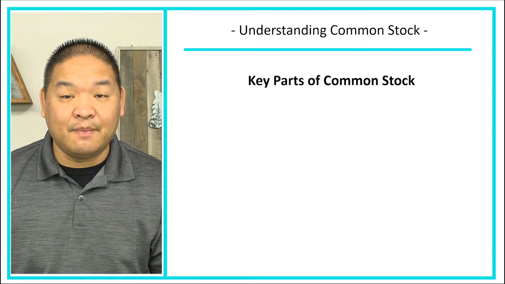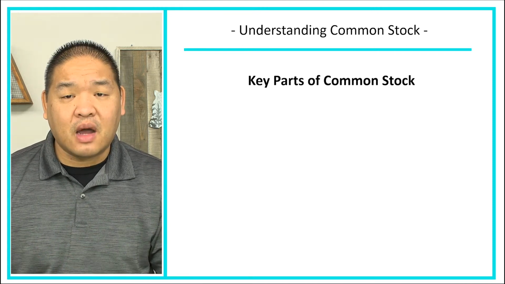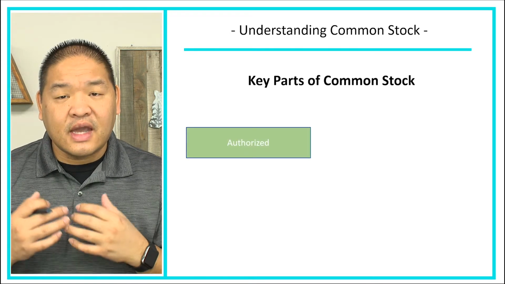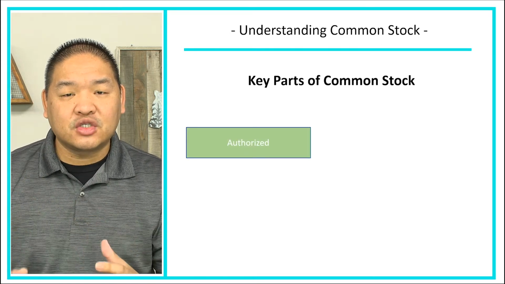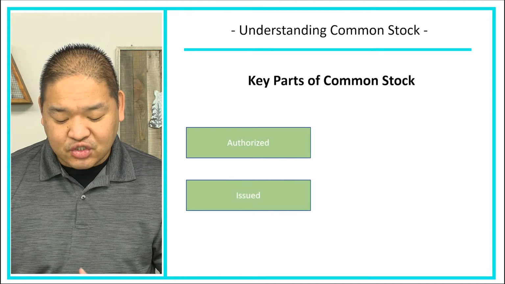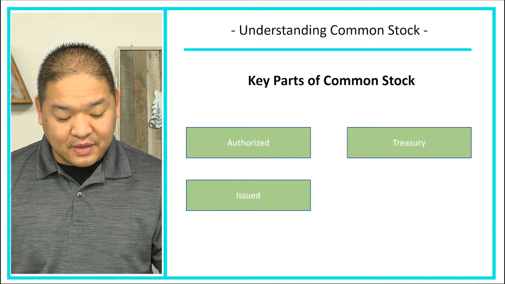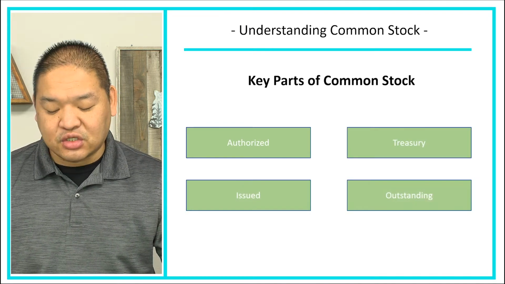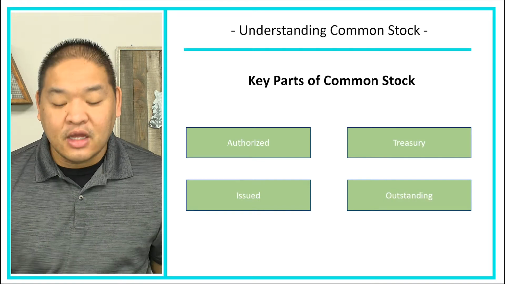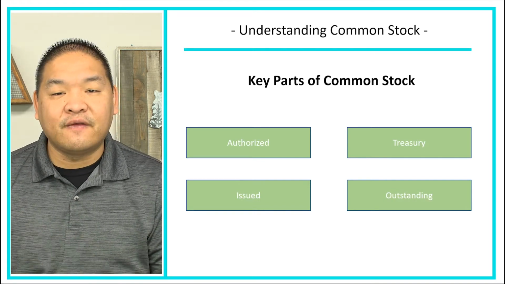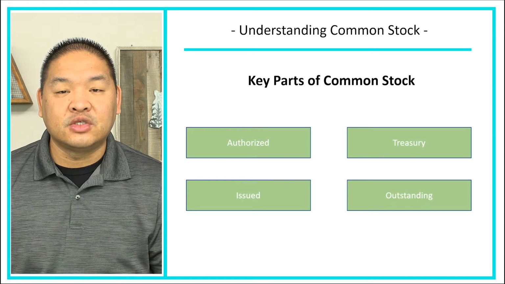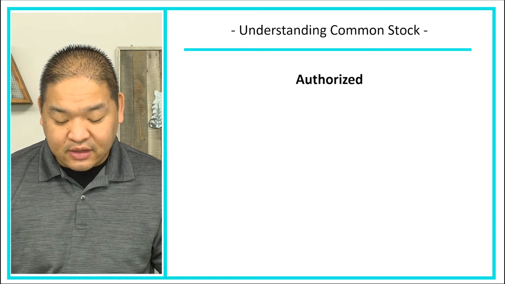Now, some key parts of common stock are kind of these four terms. The first term here is authorize. The second term is issue. The third term is treasury. And the last term here is outstanding. And we're going to talk about each one because they all mean different things when it comes to common stock. So let's look at the first one, authorize.